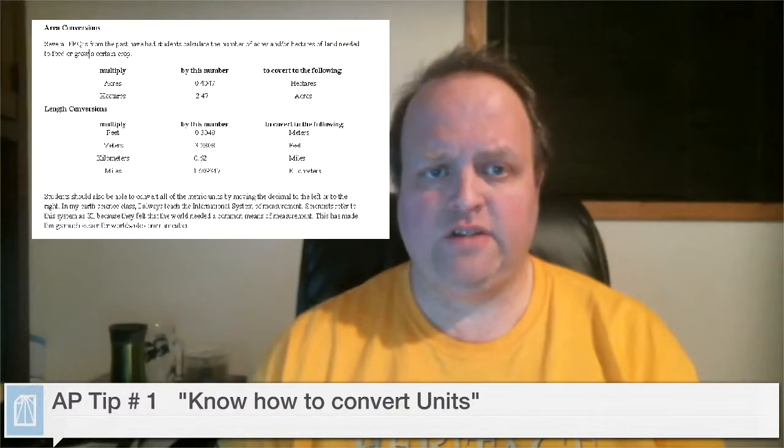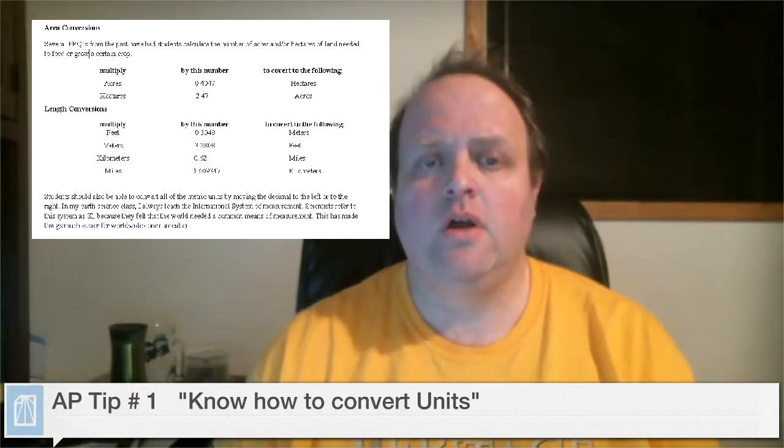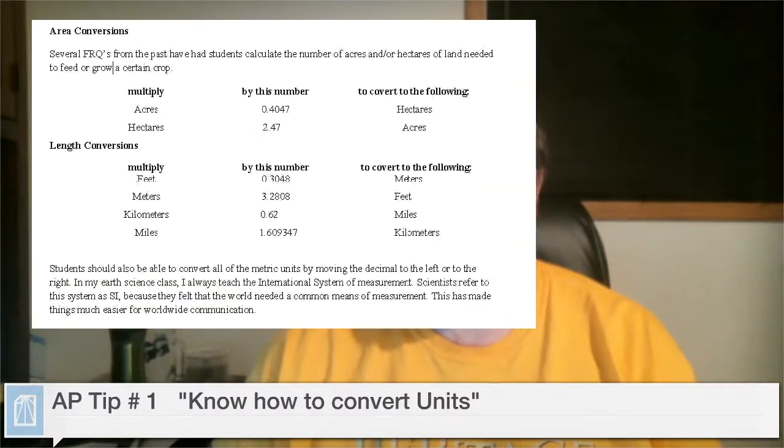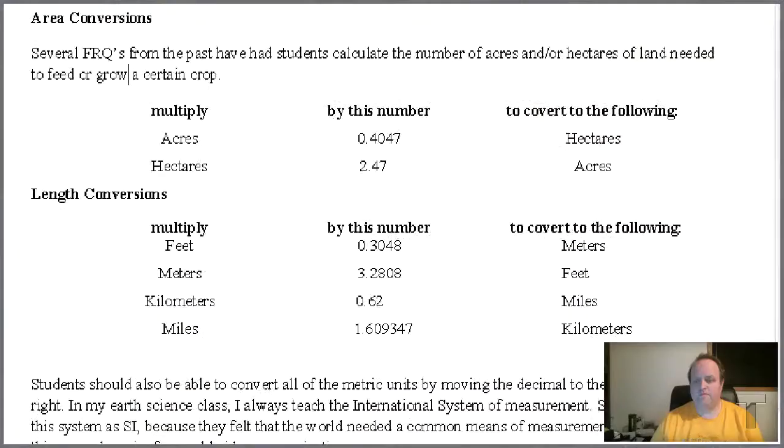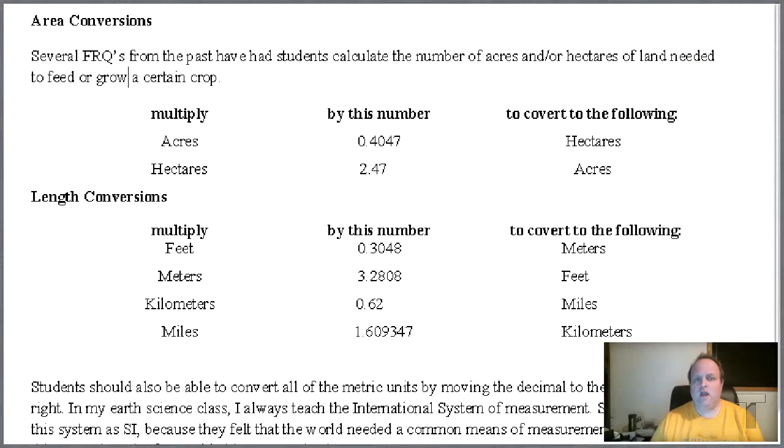I would like to spend a little bit of time going over right now some AP tips that will be very helpful for you for this lesson. The first one is make sure you know how to convert units. With that in mind, go ahead and click on this box up in the corner right now, and it will bring up information on how to convert different units, such as acres, hectares, feet, meters, kilometers, and miles. You need to be able to convert all the metric units by moving the decimal place to the right or left.